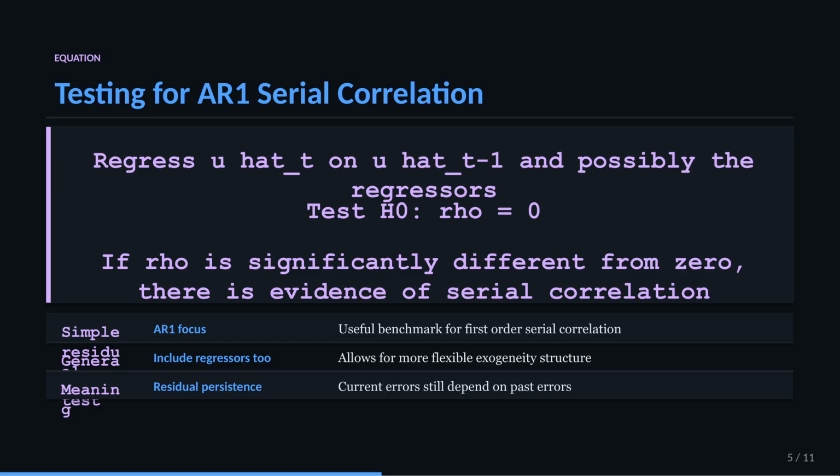The simplest diagnostic is an AR(1) style test. We take the residuals from the original regression, regress the current residual on the lagged residual, and test whether rho equals 0. If it does not, then there is evidence of first-order serial correlation. In richer settings, we also include the regressors in that auxiliary regression, so the test remains valid under weaker conditions.